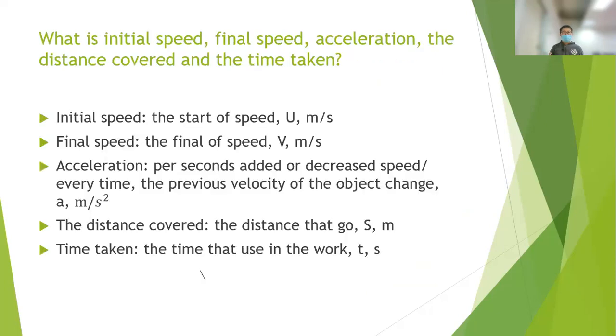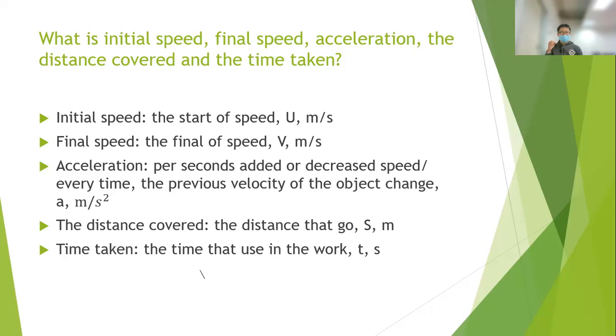So we have learned a lot of physics units. In motion, we use these units to explain and work in physics. In this motion, first is initial speed. The second is final speed, then acceleration, the distance covered, and the time taken. I believe the first two and the last two you should already know because they are very simple. And what is acceleration?